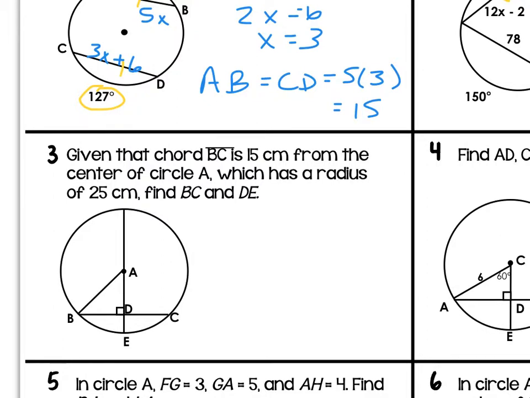Given that chord BC is 15 centimeters away from the center of circle A, which has a radius of 25 centimeters. So remember, going from the center to the edge is 25. I want to find BC and DE. So DE I can find right now, because the whole distance of my radius is 25 and a piece of it is 15, so that's going to give me 10.